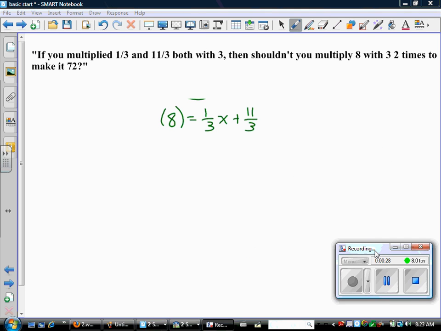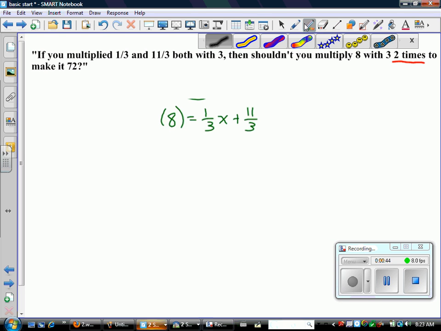I don't know. And the question is, if you multiplied 1/3 and 11/3 both with 3, then shouldn't you multiply 8 with 3 two times to make it 72? So the moment in the video that Kevin is referring to is when I'm trying to solve for x in the equation that I've posted here.